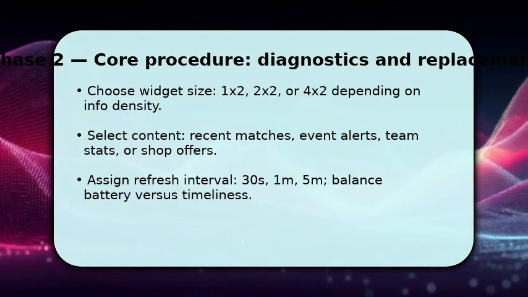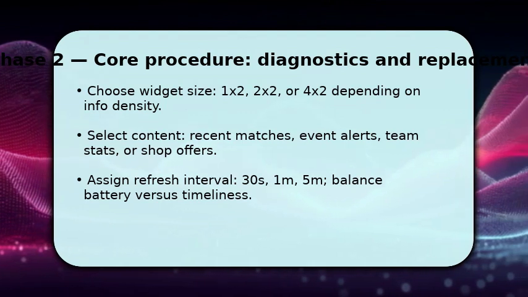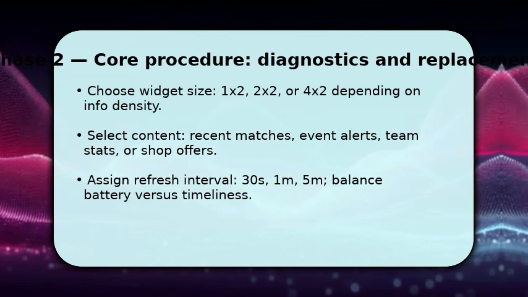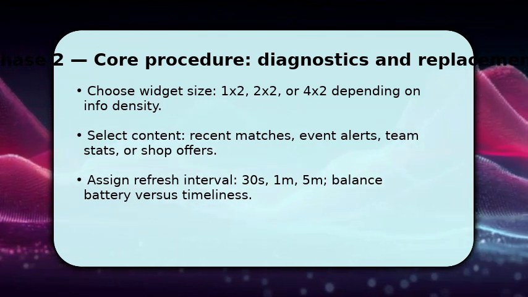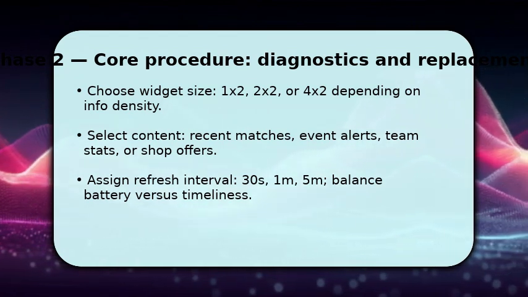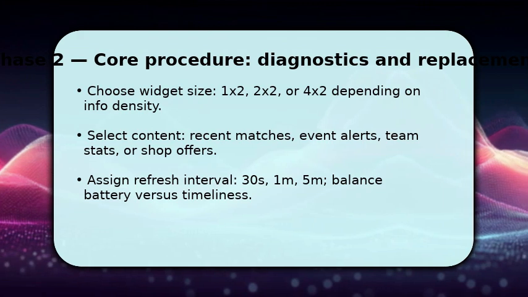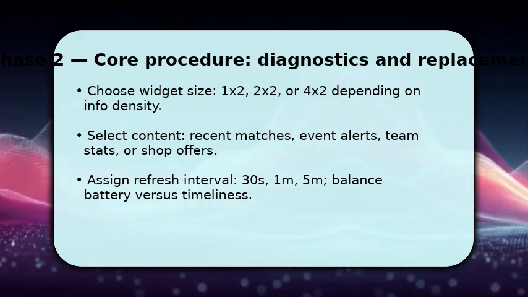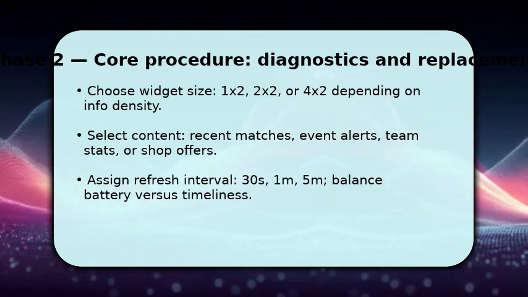Once the widget placeholder is on your home screen, configure it. Pick a size: 1x2 for compact, 2x2 for balanced, or 4x2 for full stats. Then choose the content you want: recent matches, event alerts, team stats, or shop offers. Each option changes how much data is fetched. Make sure to set a refresh interval, 30 seconds, 1 minute, or 5 minutes, because more frequent updates cost battery.